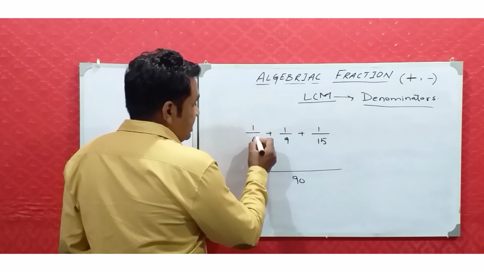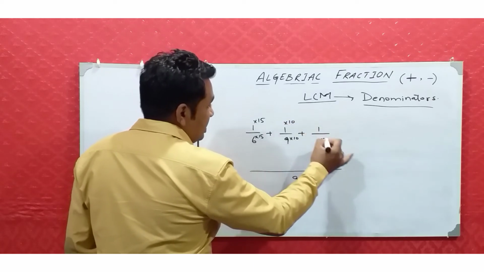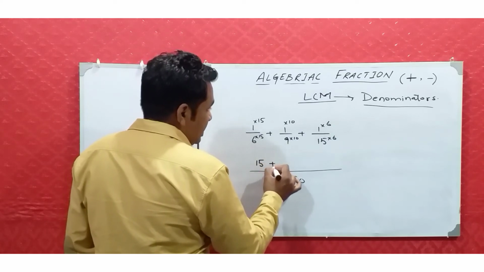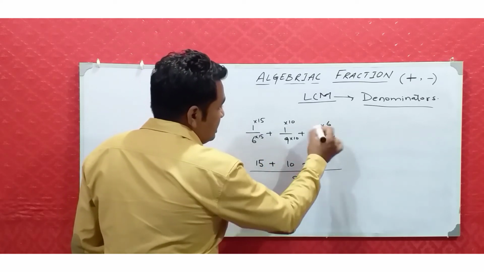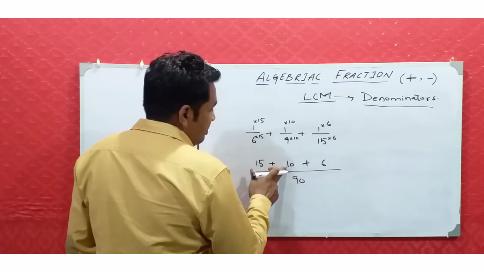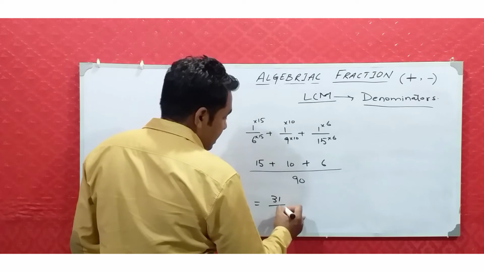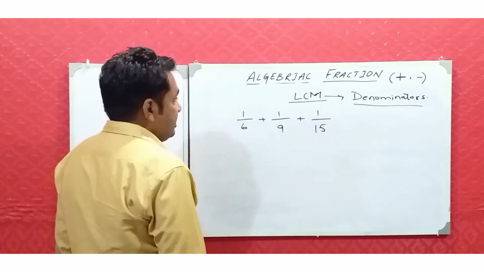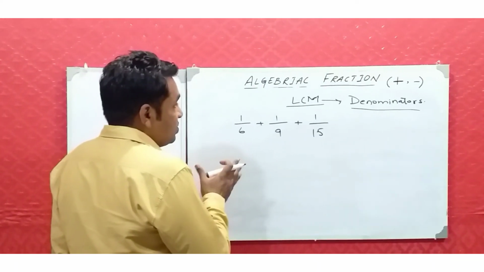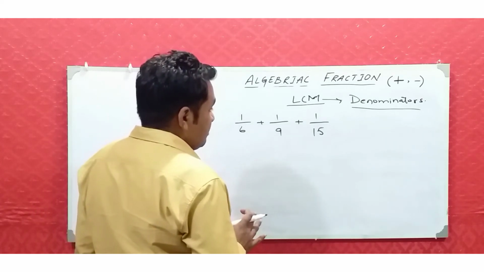So 6 times 15, 1 times 15; 9 times 10, 1 times 10; and 15 times 6, 1 times 6. So 1 times 15 is 15, plus 10 times 1 is 10, plus 6 times 1 is 6. Adding them together, 15 plus 10 is 25, plus 6 is 31. So 31 over 90 is the answer. Let's see this example in a different way, because this method we will apply on algebraic fractions as well.